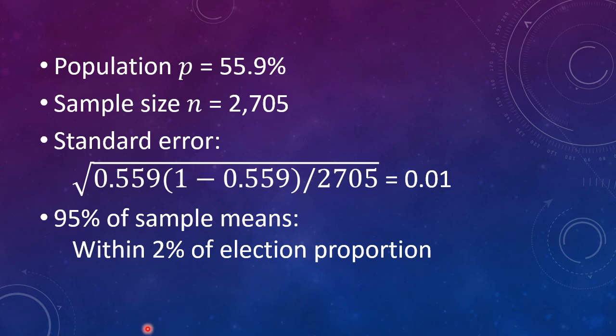You can imagine that news stations all over California might conduct exit polls like this. Maybe some in San Francisco, some in Los Angeles, and ignoring any regional variation in how people cast their vote, about 95% of those exit polls would be within 2% of the actual election results.